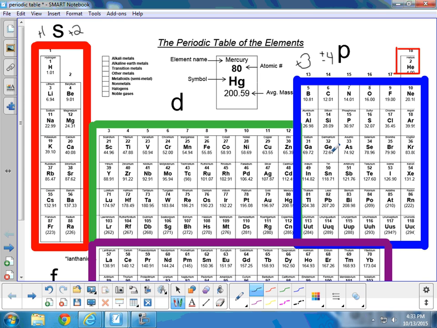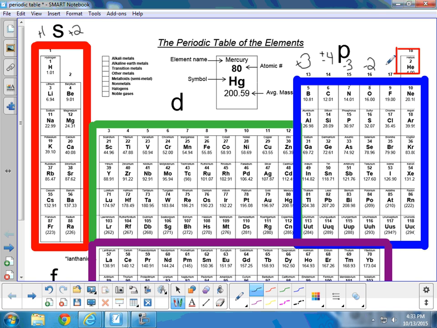In group 15, we have 5 valence electrons and we want 8. So it's easier for us to gain 3 electrons than to try to give away 5. So for gaining electrons, we're becoming more negative. So this is a negative 3 charge. Group 16 has 6 valence electrons. It's easier to gain 2 electrons than give away 6. So since we're gaining 2 electrons, it's a negative 2.